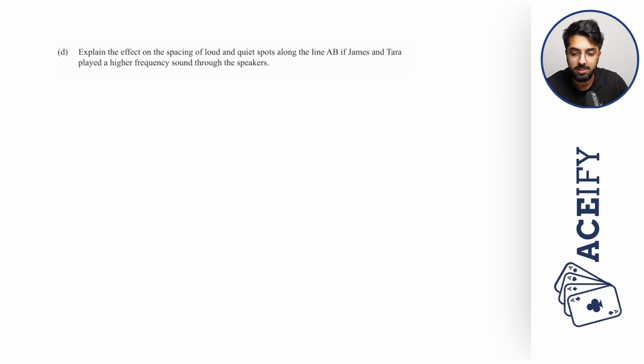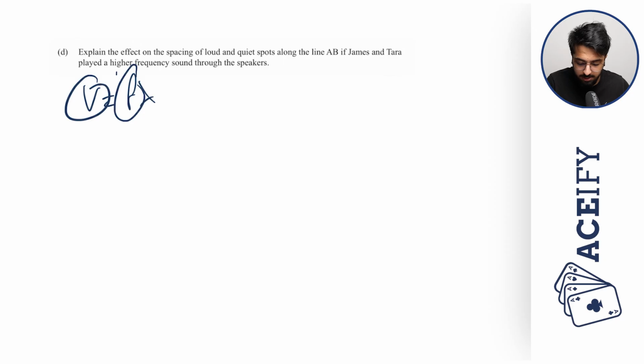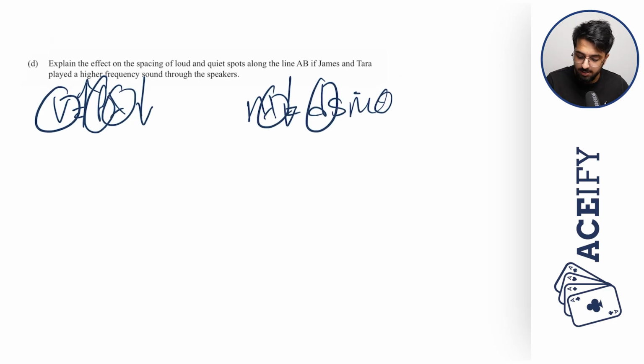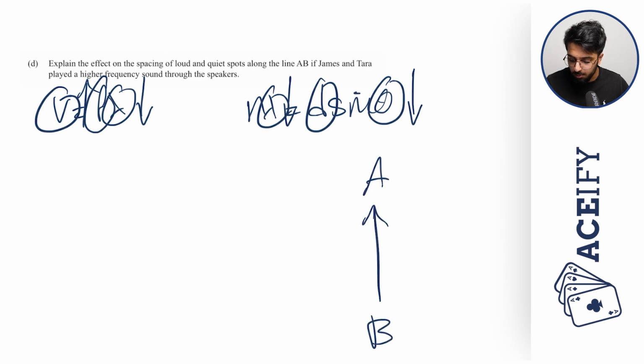Explain the effect on the spacing of loud and quiet spots along the line A and B if James and Tara played a higher frequency of sound through the speakers. So, as v = fλ, and the speed of the sound wave has not changed, if the frequency increases, the wavelength must decrease. And therefore, as nλ = d sinθ, if our source spacing d does not change, and our λ decreases, this means that the angle between each maxima must also decrease. And so there's going to be more maxima occurring between A and B. So there'll be more loud spots between A and B.